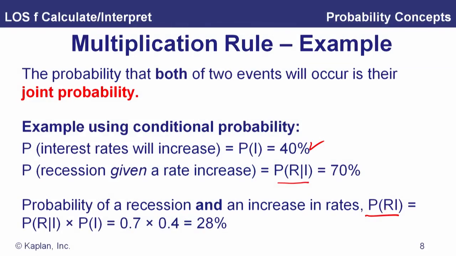And the intuition here is just that, well, the probability of an increase is 40%. If there's an increase, 70% of that time, we'll have a recession. So 70% of 40% is 28%.